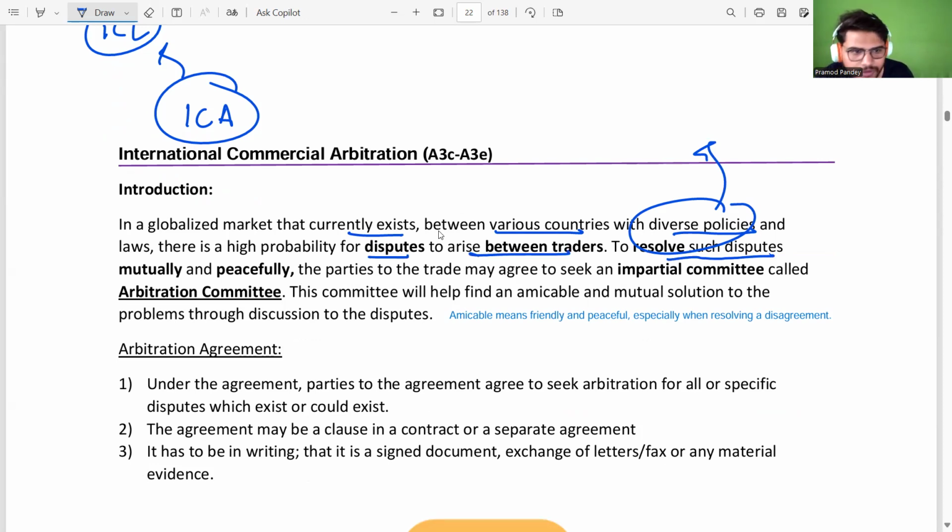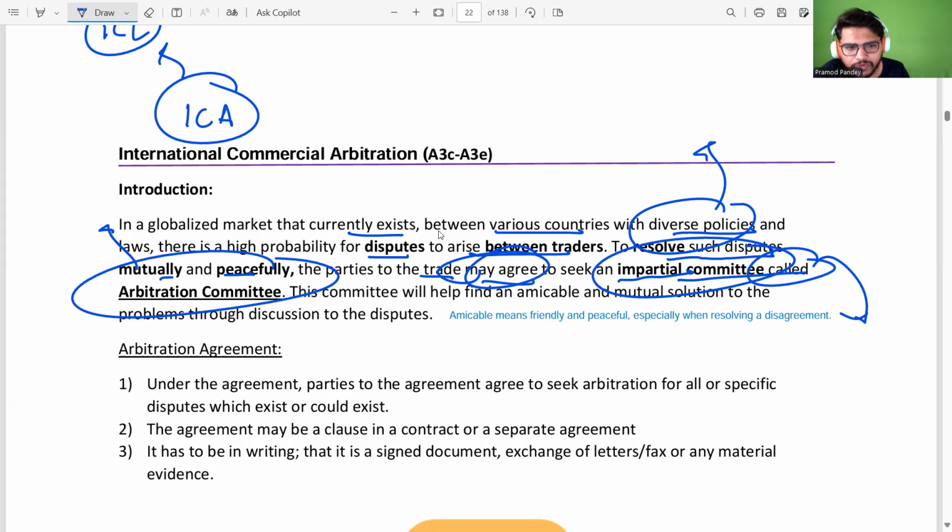To resolve such disputes mutually and peacefully, the parties to trade may agree. This depends on the parties, either they want to go to arbitration or they want to go to the court. They may agree to seek an impartial committee called an arbitration committee. Later on you will learn that this is a little bit more informal in comparison to the court. This committee will help find an amicable, meaning friendly and peaceful, solution to the dispute through discussion.